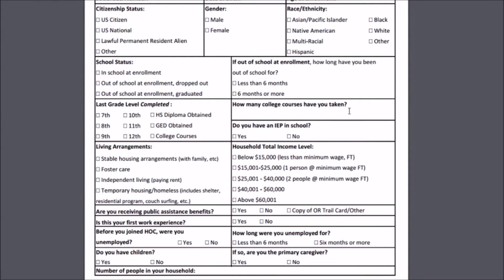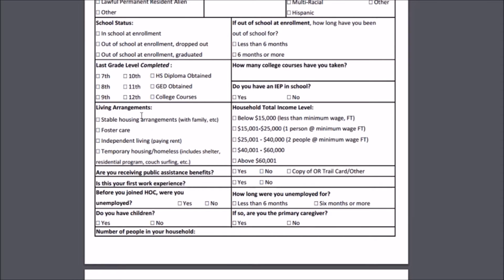How many college courses have you taken? Do you or did you have an IEP in school? Your living arrangements go here. Household income. Are you receiving public assistance benefits? So this is like food stamps, for instance. Is this your first work experience? Yes or no? Before you joined Heart of Oregon Corps, were you unemployed? Yes or no? How long were you unemployed for? Less than 6 months or 6 months or more?